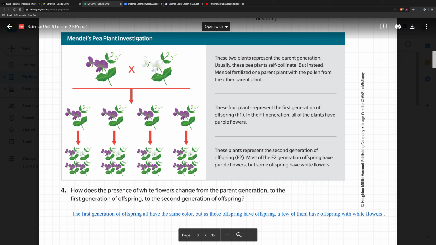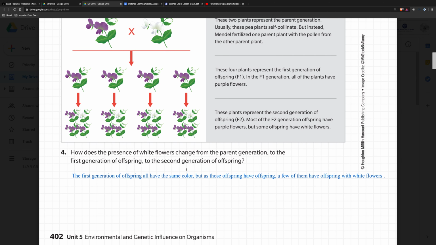So it looks like he started with these white ones at the very first parent generation, and at first they all ended up purple, and so it looked like the white was gone, but then the white showed up later. So what is up with this?